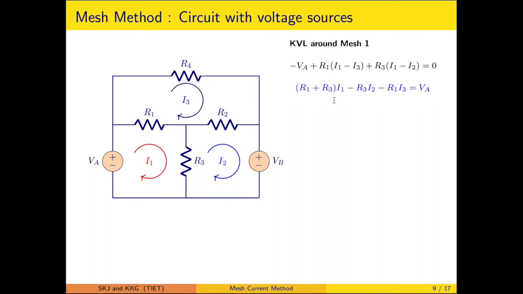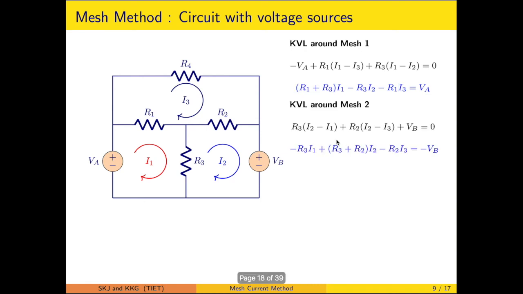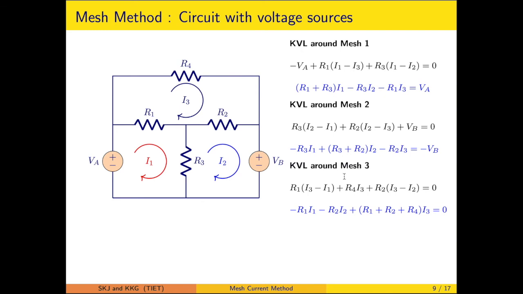Now these terms are rearranged such that we have separate mass current variables, each with a multiplier factor. On this basis we will write the KVL equation around mass 2 as well. The point to be noted here is that in mass 1 this was a voltage rise, whereas if you orient in this way it is a voltage drop, because the current will be entering the positive terminal here. So there should not be any confusion. You can write the KVL equation around the third mass as well.